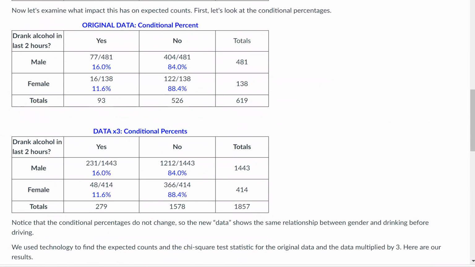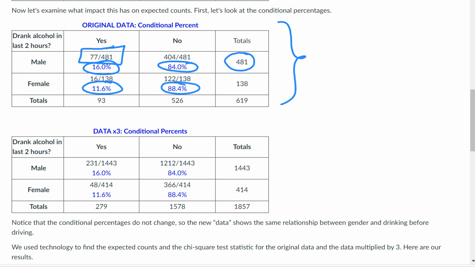So first, let's look at the conditional percentages. This table represents the original data, same amounts, but now instead of just listing the number of males who said yes, I did have alcohol in the last 2 hours, 77, I'm saying it's out of the total number of males, like we saw with the gender and body image example on previous pages. And then the percentage beneath it. So 16% of males said they had a drink in the last 2 hours. 11.6% of females said they had. 84.0% of males said that they had not had alcohol in the last 2 hours, and 88.4% of females said they had not.